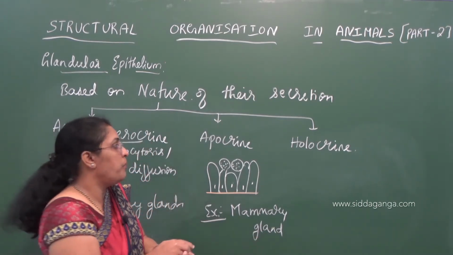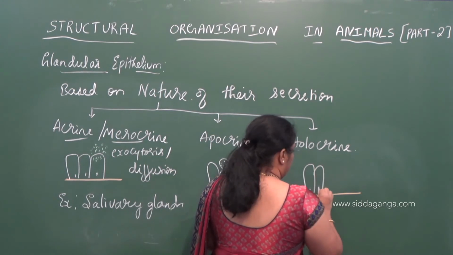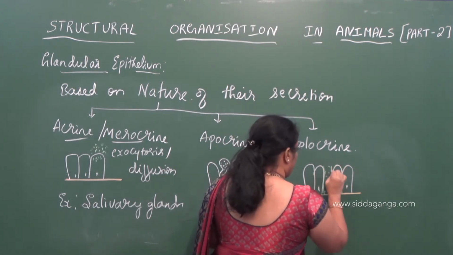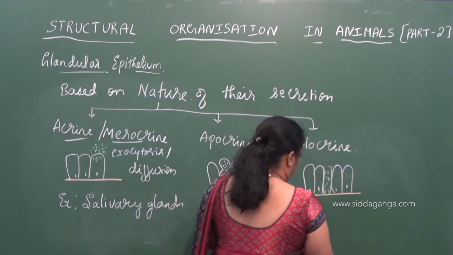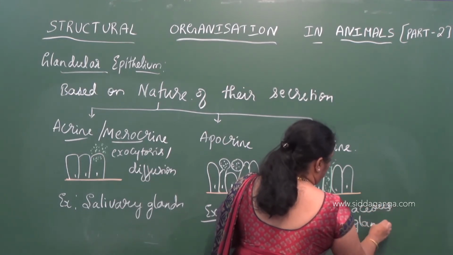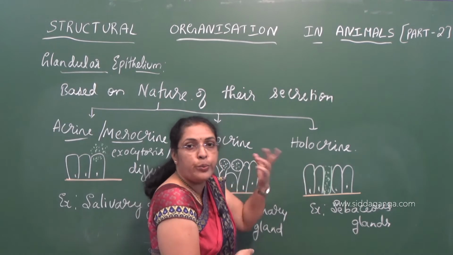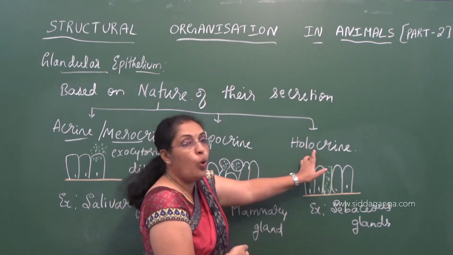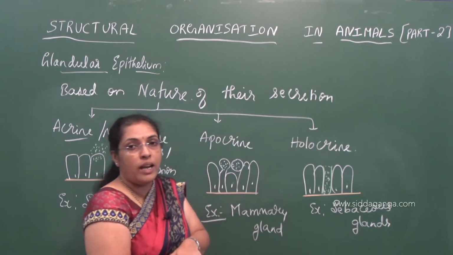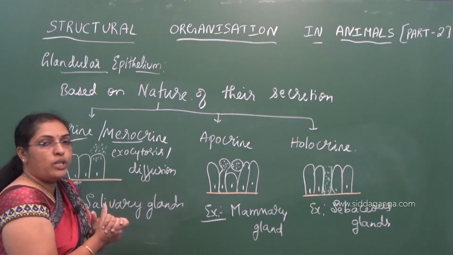Example, mammary gland. Whereas in holocrine gland, with the secretion, the whole cell is going to be shed off into the surrounding tissue. Holo means the whole cell is going to shed with its secretion. That is nothing but holocrine gland. Example, sebaceous glands.